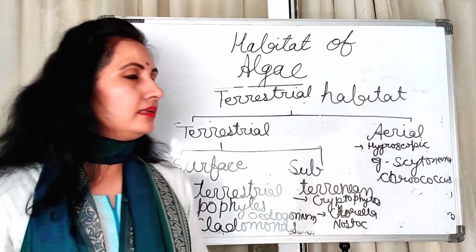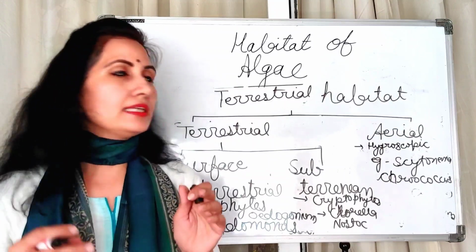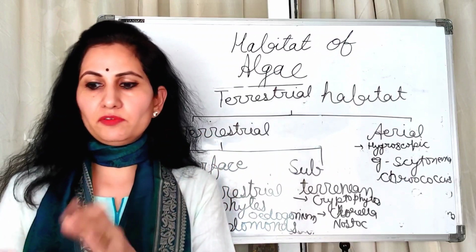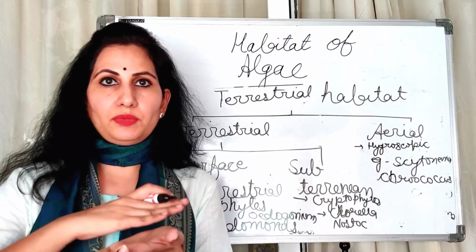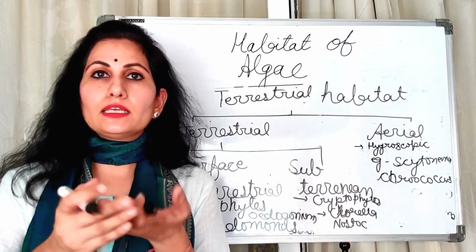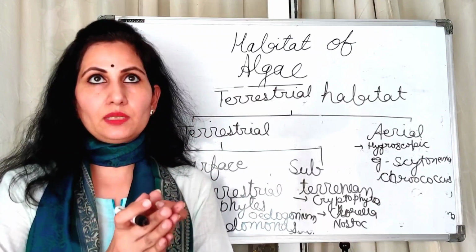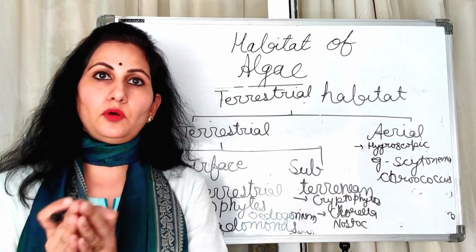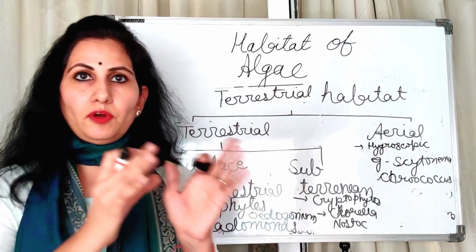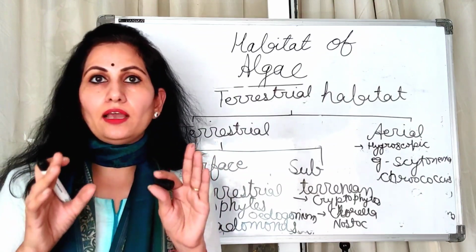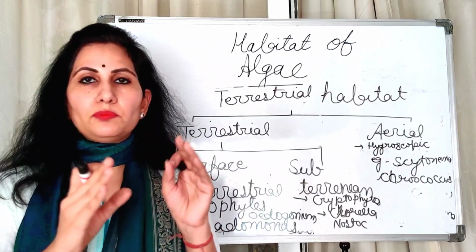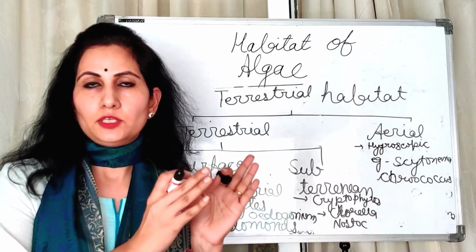The last category in the terrestrial habitat is known as aerial habitat. Aerial habitat is for the algae which are not basically residing on the land or beneath the land surface. They can be found on the trees, on the mountains, on the tree trunk, on the leaves of the tree. But it doesn't mean that they are parasitic on the plant. Basically, they use the plant just for the place.